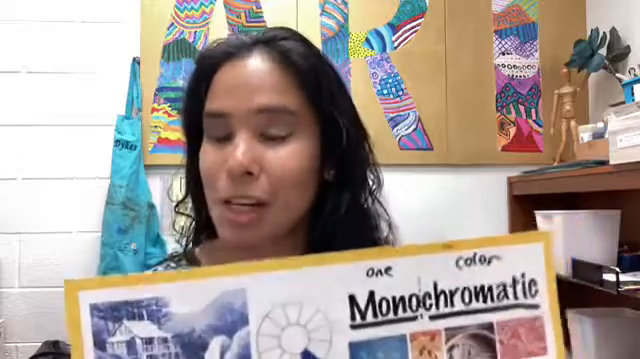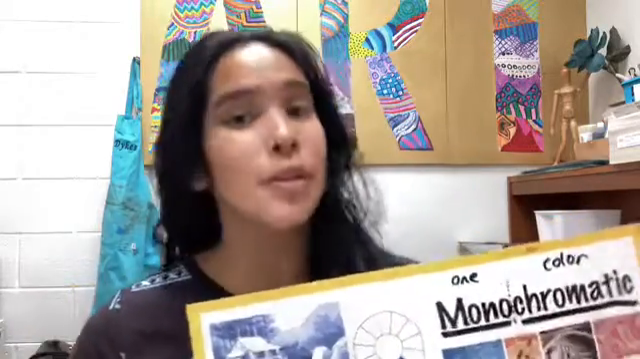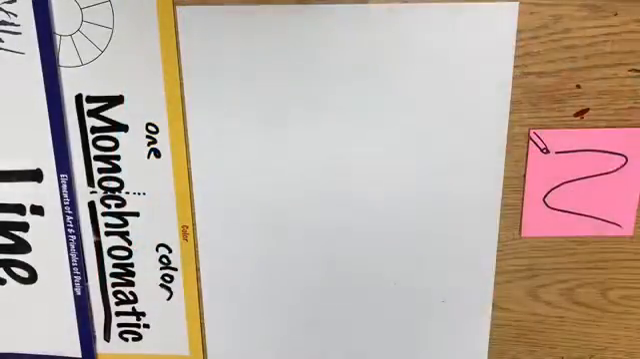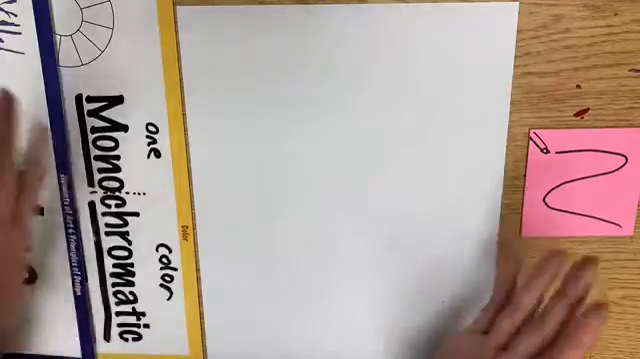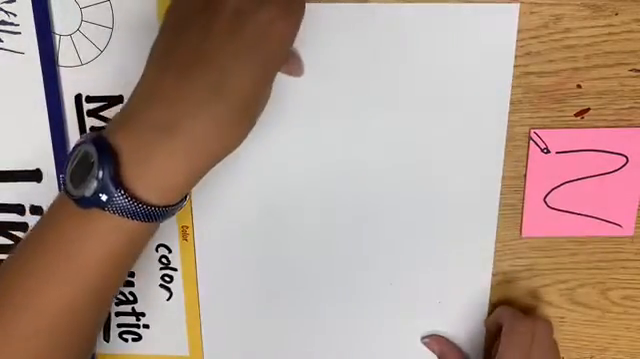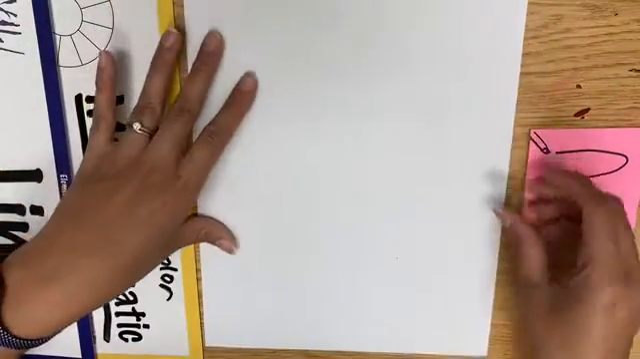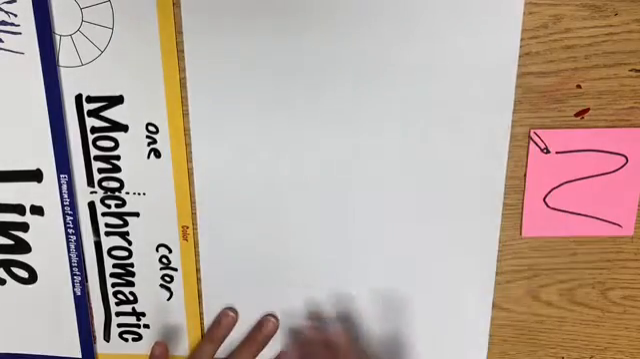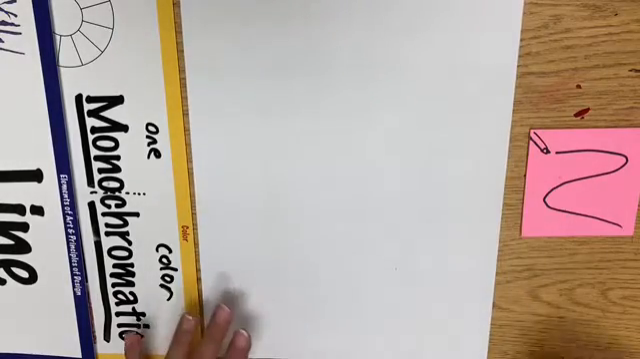So for this project, I'm going to use purple. You can use any color you want as long as you stick to that one color. All right, so usually landscapes, we would do them in the landscape or horizontal orientation, but we're going to do it portrait or tall because we're going to have different levels of our landscape.